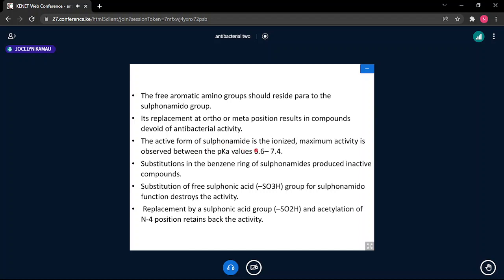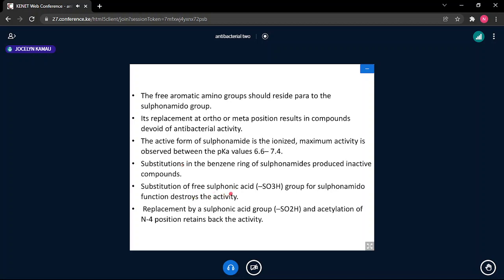The active form of the sulfonamide is the ionized form. Maximum activity is observed at those pKa's. That is, of course, 6.6. And you can see it even at the pH of the body. 6.6 is around the pH of urine, to 7.4, which is the pH of the body. So these drugs are ionized even at physiological pH, and you can see they will also be ionized at the pH of the urine. Substitutions in the benzene ring of the sulfonamide produce inactive compounds. So no other substitutions on the benzene ring.